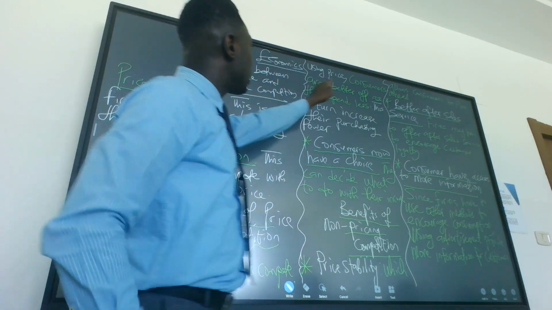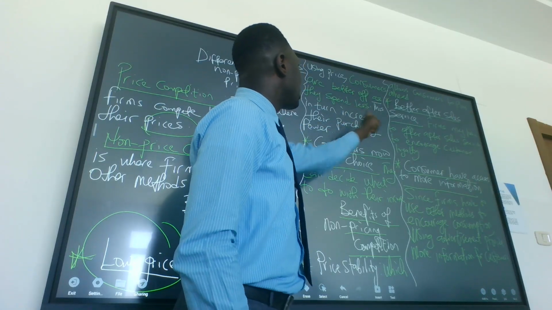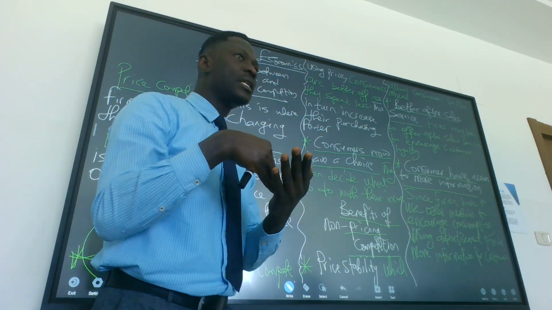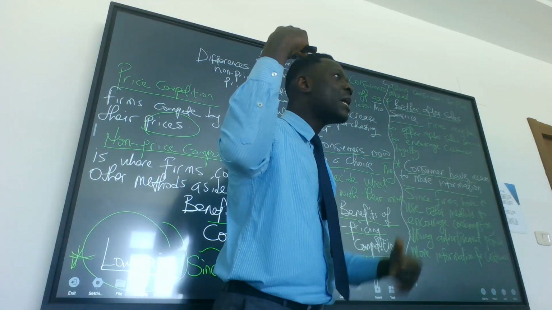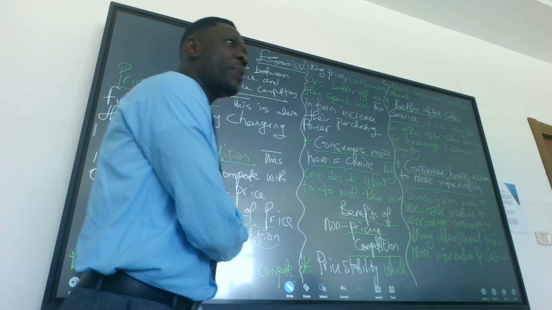Since firms compete using price, consumers are better off as they spend less. This in turn increases their purchasing power. Because they are buying at a reduced price, they can afford more. That increases their purchasing power. They have the ability to buy more. Do you understand lower prices here?